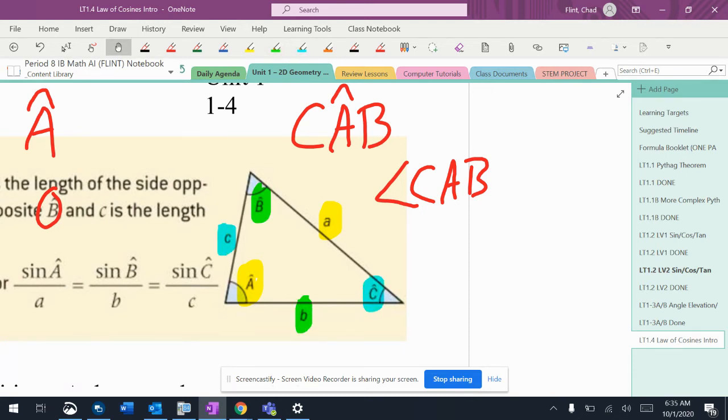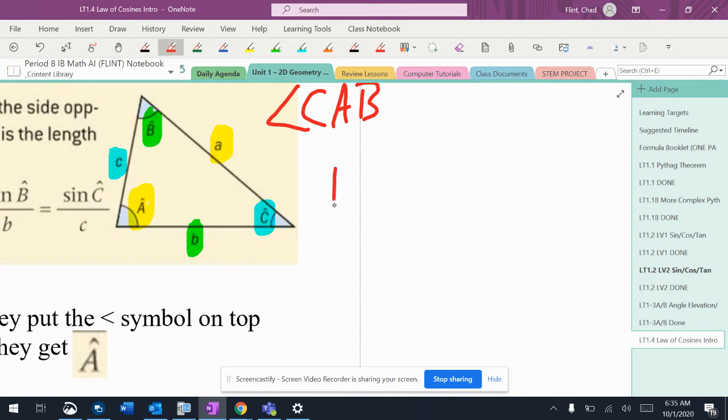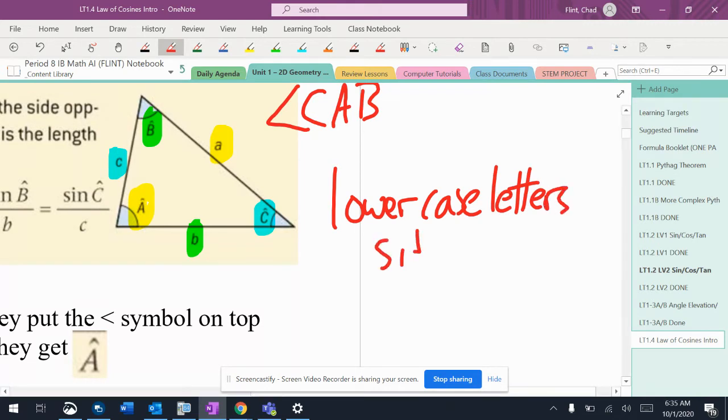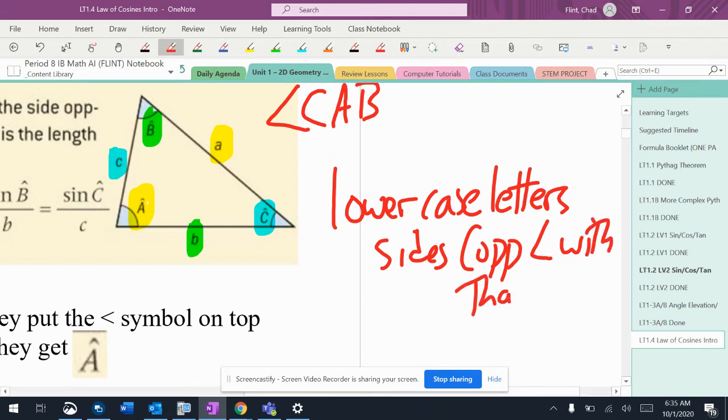Okay, two more things to remember. I guess I forgot these. Lowercase letters are sides, and they're opposite the angle with that letter. So the IB will talk about that. We didn't do a ton of that in geometry.